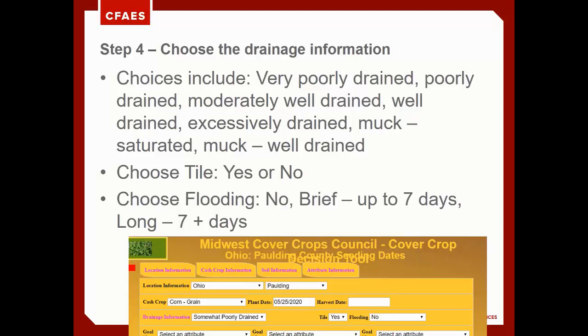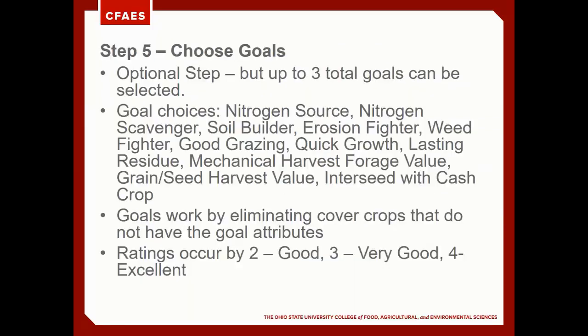The fourth thing that you will do is you're going to choose how that drainage works. And so your options are very poorly drained, moderately well drained, excessively drained, muck, saturated, muck that is well drained. The other thing that you can look at is if you know that this farm has field tile, you can say yes or no. With that, it still gives you the option of brief flooding up to 7 days, or long, even with that field tile option. So some of that tile might be older, but we still have that in there.